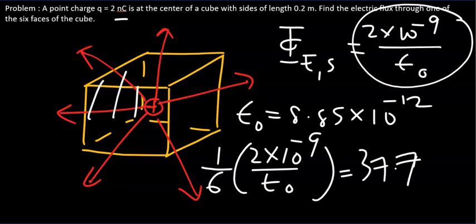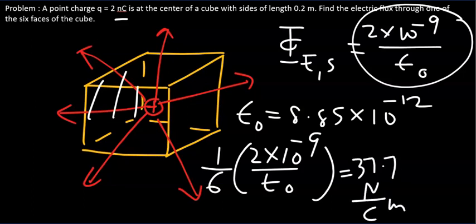37.7 newton per coulomb meter squared. That solves the problem.